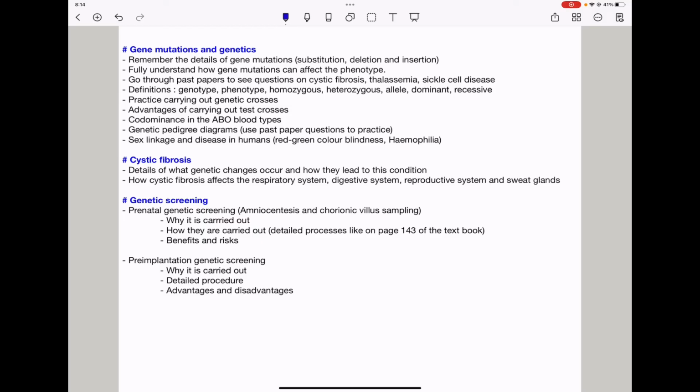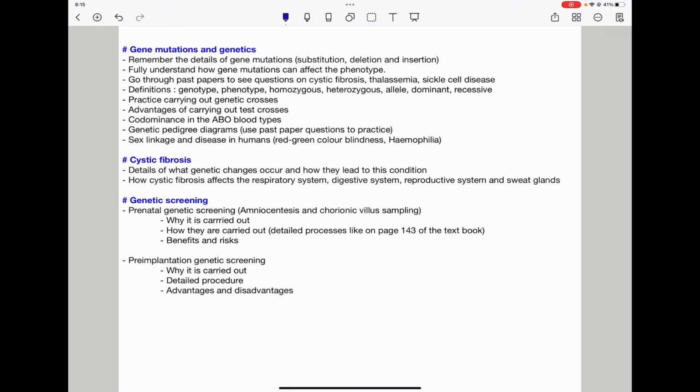We need to know about cystic fibrosis, the details of what genetic changes occur and how they lead to this condition. And we need to know how cystic fibrosis affects the respiratory system, the digestive system, the reproductive system, and the sweat glands of people who have this condition. For example, why do they produce sweat that is so salty? You need to know why.